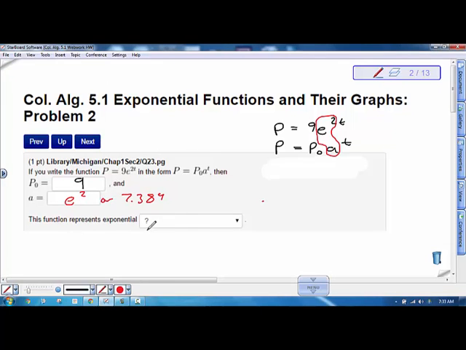Okay, and this function represents exponential growth for me. The reason why is because this number right here is bigger than 1. And we talked about whenever b is bigger than 1, it is growth. And we also talked about whenever b is between 0 and 1, a fraction, we have decay.